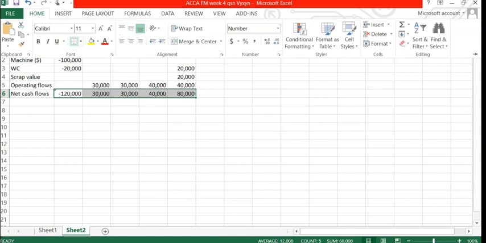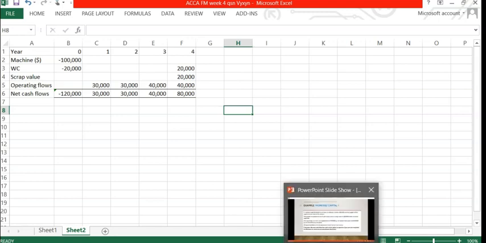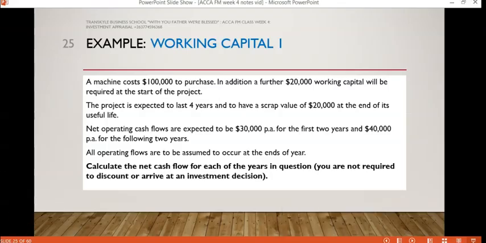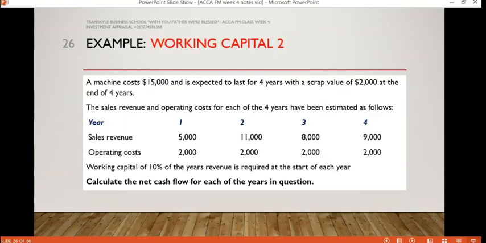And you can do your formatting. Now let us look at the other example where we say that the working capital is going to be required throughout the life of the project, and then will be recovered at the end where possible. So let us look at that question and see if we can make something meaningful out of it.